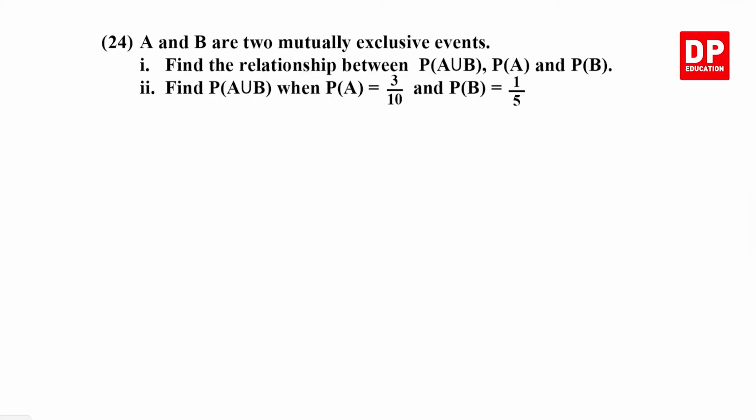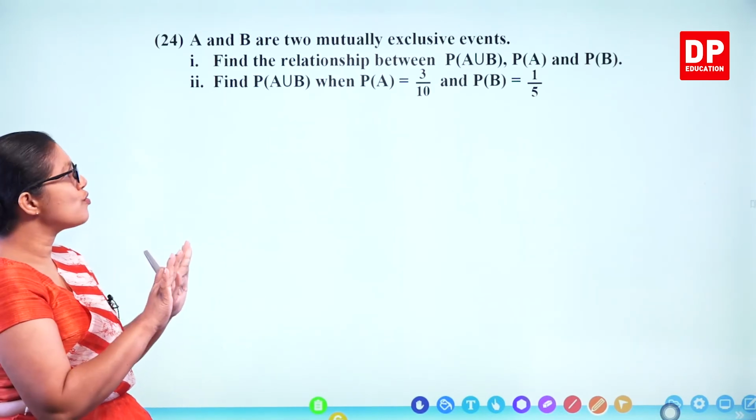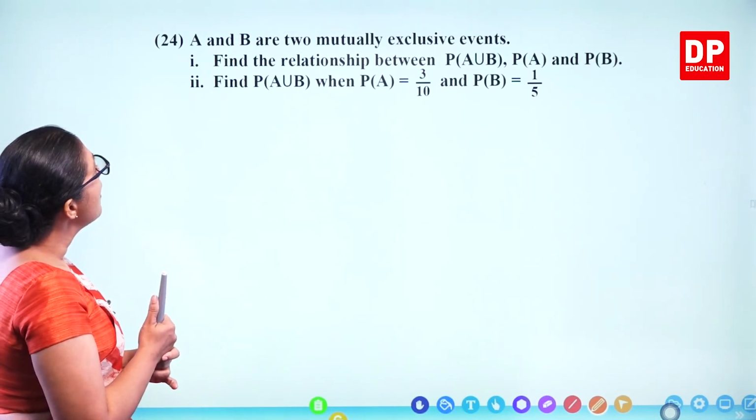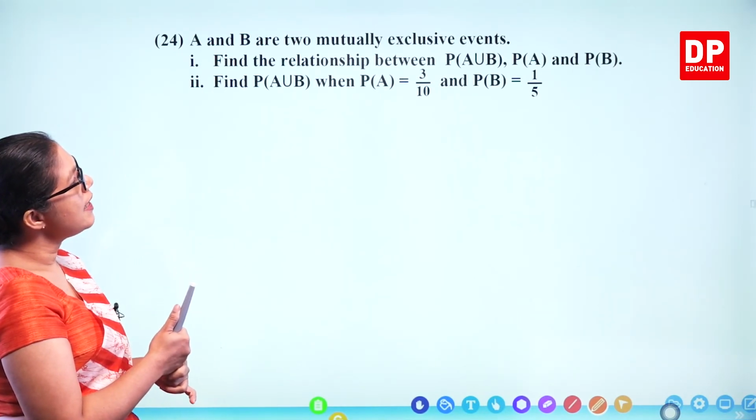Question number 24, probability question. A and B are two mutually exclusive events. What does mutually exclusive mean? No intersection, two separate events. Find the relationship between the union and P(A) and P(B).